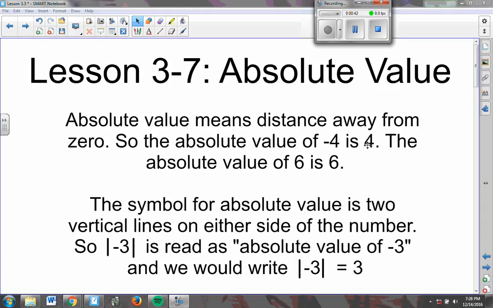The symbol for absolute value is two vertical lines, one on either side of the number. So here we have the absolute value of negative 3, and we would write that the absolute value of negative 3 equals 3. Please make sure the important information here gets written down in your notes.